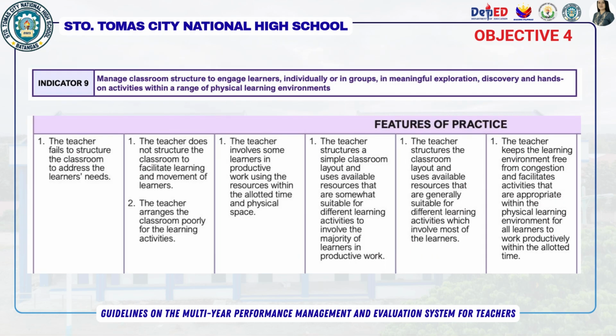The features of practice here show how to transition the physical learning environment. We move from a poorly arranged or unstructured classroom to one where the teacher effectively structures the layout and uses available resources to involve the majority of learners in productive work. The best practice found in the last column is maintaining a learning environment that is free from congestion and actively facilitates activities appropriate for all learners to work productively within the time allotted. The classroom structure is a teaching strategy.